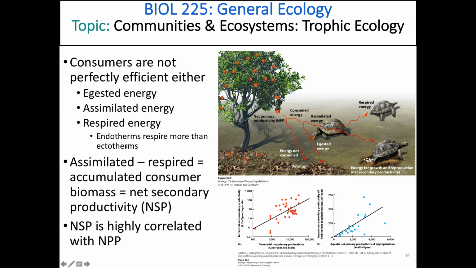The other common sense relationship that I want to remind you of is endotherms, which are regulating their body temperature, respire a lot more than ectotherms, and so the proportion of their energy budget that goes to respiration is much higher, whereas ectotherms can devote more of their assimilated energy to growth and reproduction. So we expect ectotherms, for the amount of energy consumed, to have higher net secondary productivity compared to endotherms.